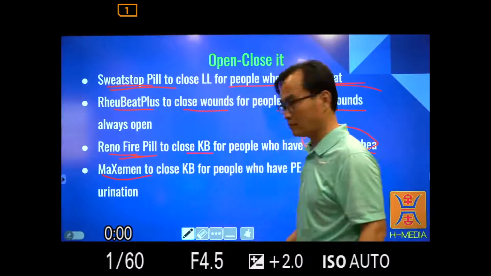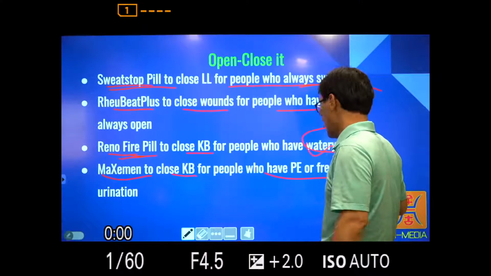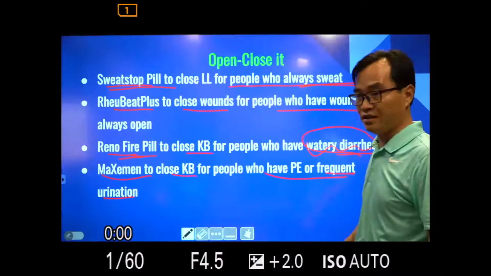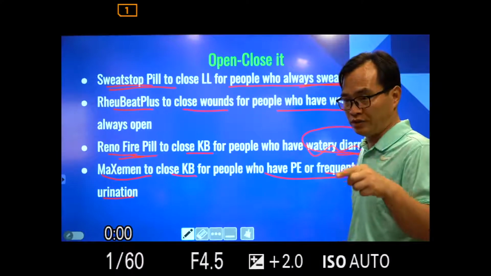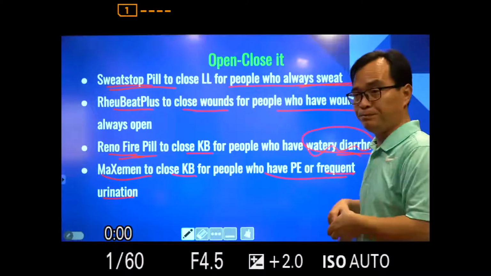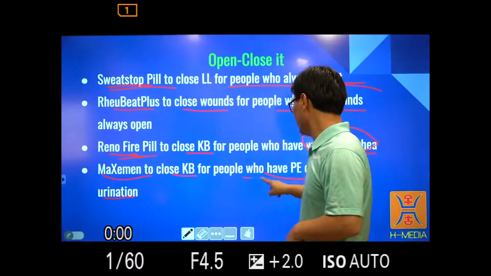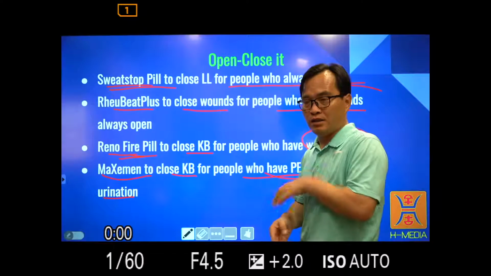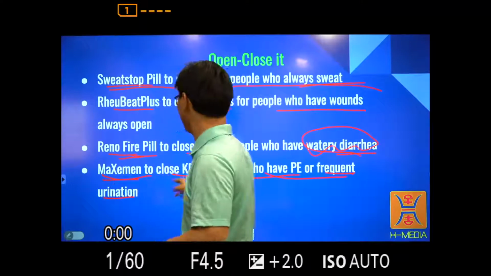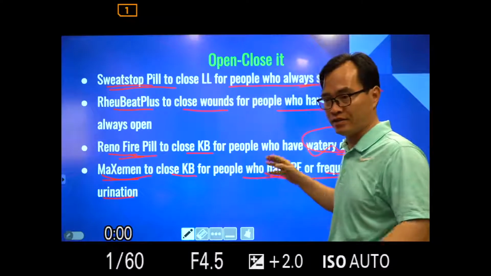Maximum to close TB for people who have frequent urination. This kind of frequent urination is not from heart or toxin. It is just frequent urination, peeing too much. And Maximum can help for that. Also, people who cannot control their sperm, where sperm always comes out by itself without knowing it, Maximum can help for that. Another benefit is that Maximum can improve the quality of your sperm.